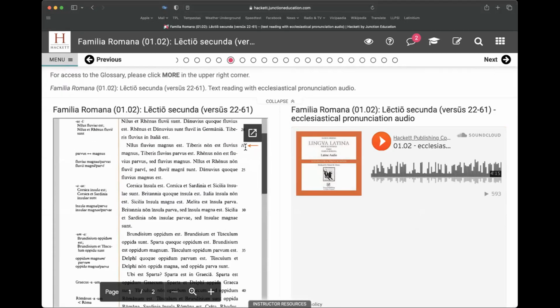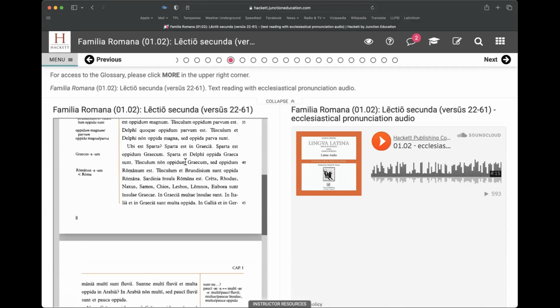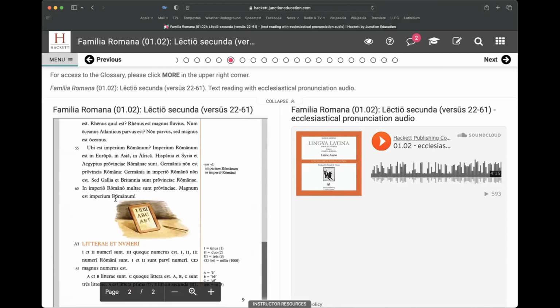Anyway, so yeah, you're going to start here in the story. Nilus fluvius magnus est. Tiberis non est fluvius magnus. By the way, that's the Tiber River. It goes through Rome. If you've ever seen the Tiber, it's, yeah, non magnus fluvius est. It is not a very big river. So read through that. This starts section 3.